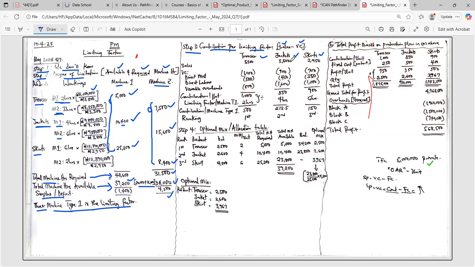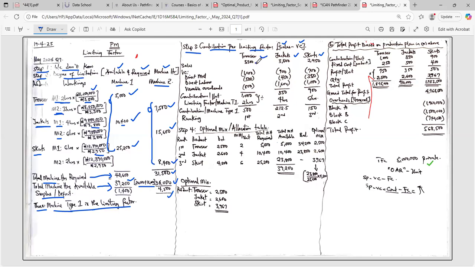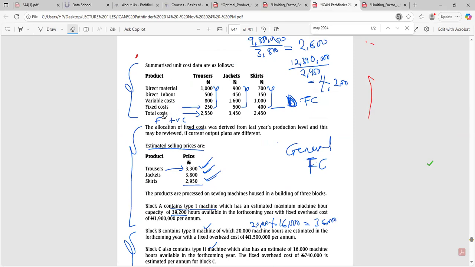Okay, good. Now let's do this. What's our sales? Please, I told you, and I will beg you again, work with per unit. So what's our sales per unit? We already know, you've given it to us. This is 3,300, 3,829.50, and 2,950. It's in the question. Let me go and show you where they got it from. All right, so we have to take out our variable cost, which is direct material, direct labor, and variable overhead. Let's check this out quickly.